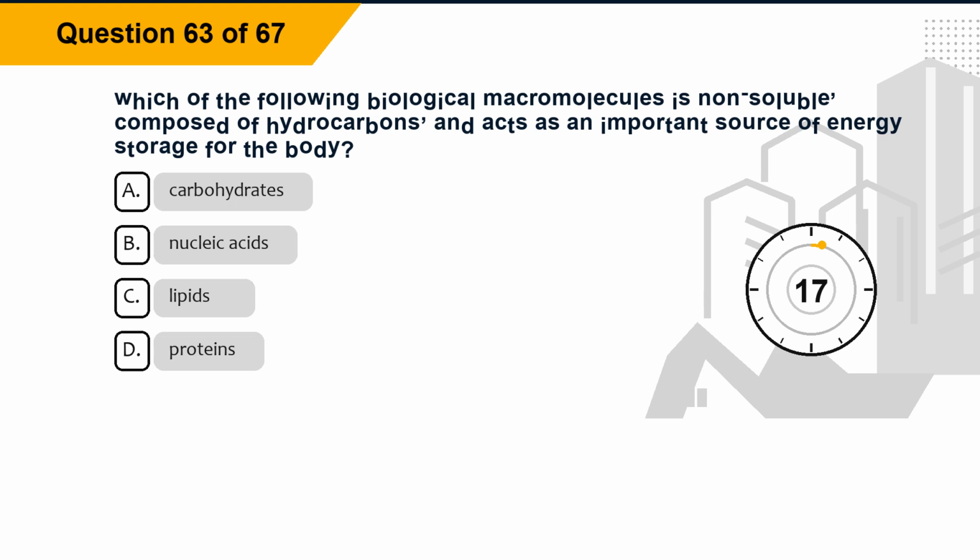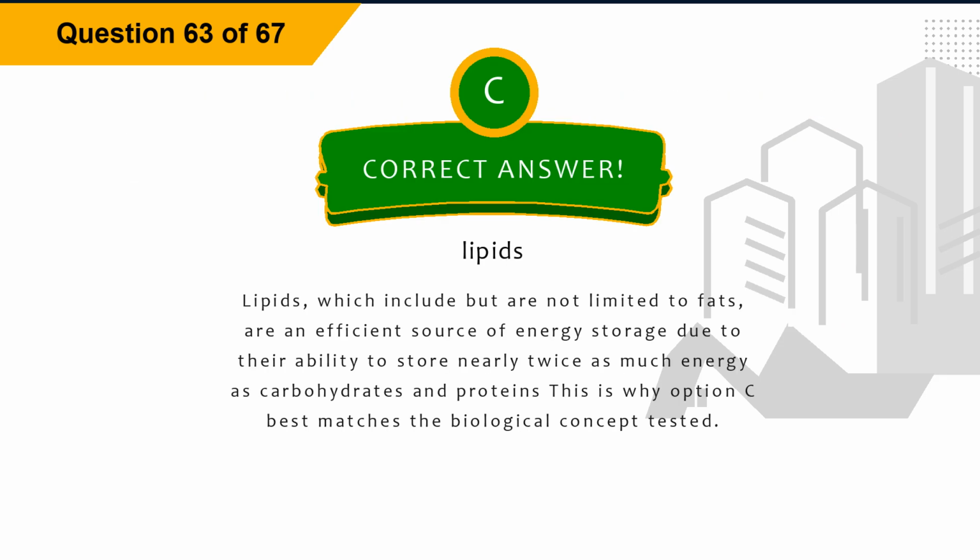Question 63. Which of the following biological macromolecules is non-soluble, composed of hydrocarbons, and acts as an important source of energy storage for the body? Option A, carbohydrates. Option B, nucleic acids. Option C, lipids. Option D, proteins. The correct answer is option C, lipids.